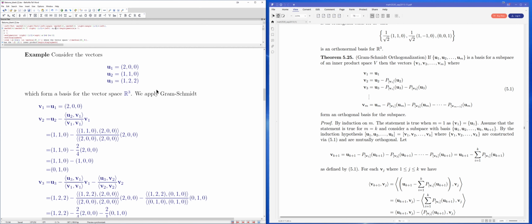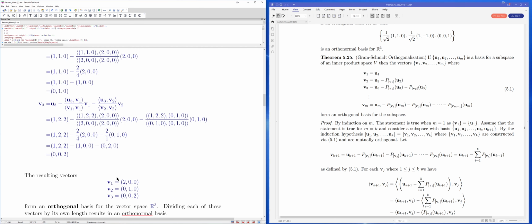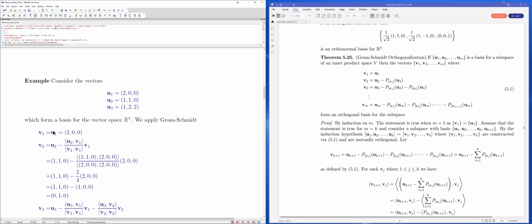But let me actually go through this calculation here, which is the same example that I just did. So I have this basis of R3 to start off with, and what I want to do is apply Gram-Schmidt to get an orthogonal basis. So from the U's over here, I have 3 U's, and I'm going to get 3 V's. The first V is really just the first U, so V1 is equal to U1, that is what this is saying over here.